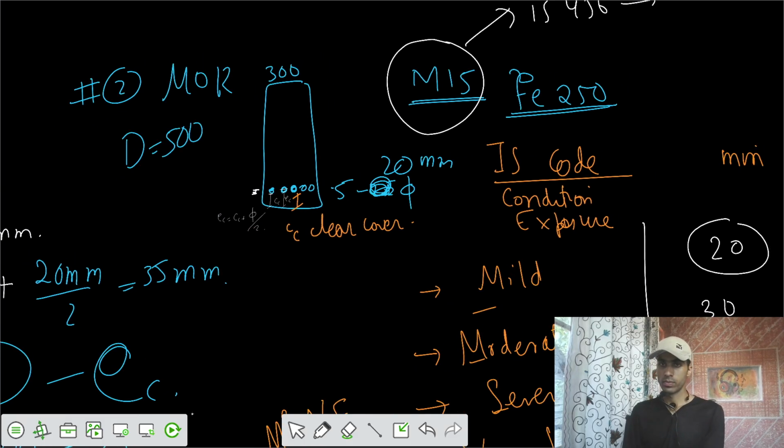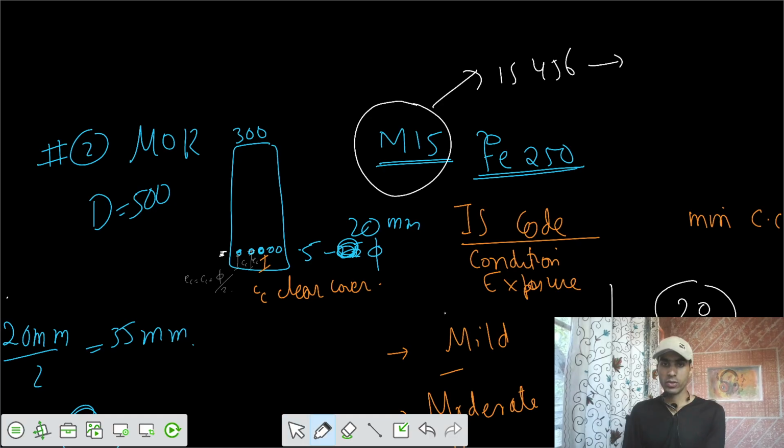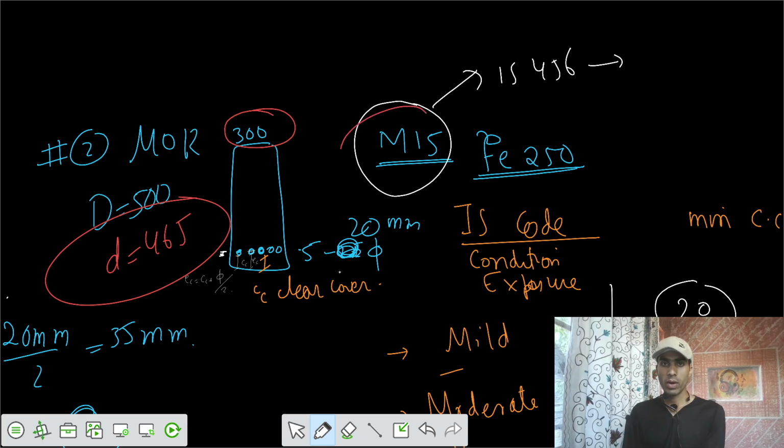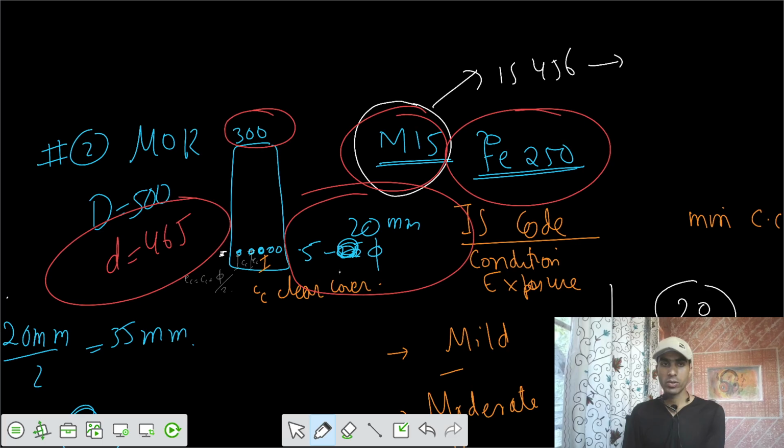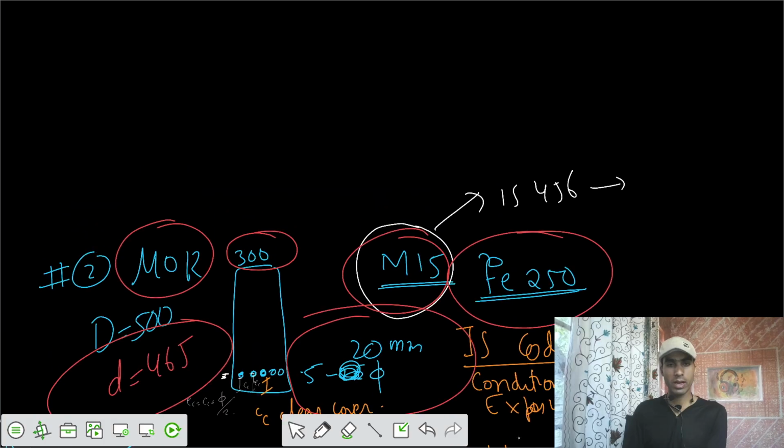Now the data provided to you: we have this width B, we have this small d, 465, we have M15, the grade of steel, and the area of steel also provided. We need to get the moment of resistance. This is part one. When we know the b and d, the cross section, we have to get the value of moment of resistance. That's easy.